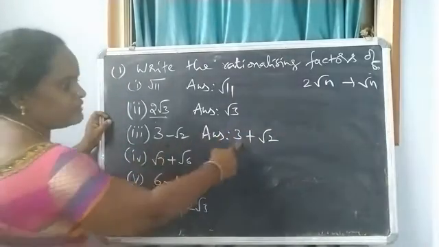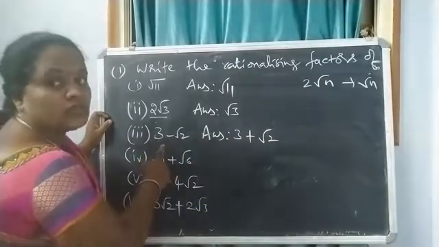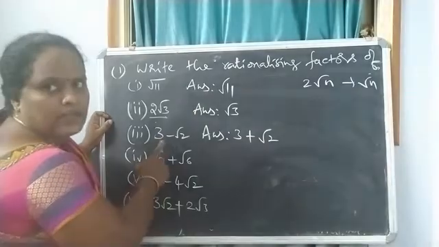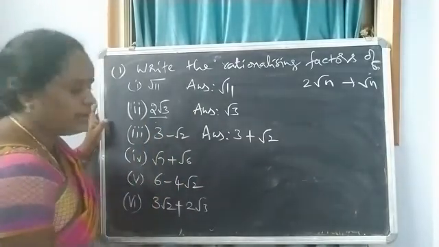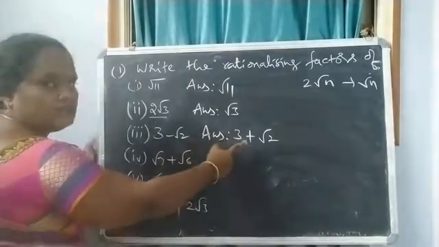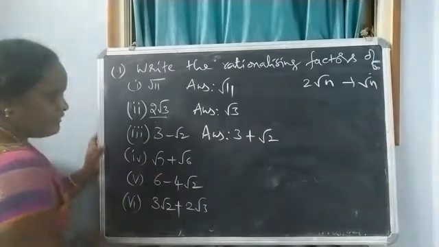If we multiply these two, a minus b into a plus b, that is 3 square, 9, minus b square, 9 minus root 2 whole square, that is 2. 9 minus 2 is 7, a rational number. So you get a rational number by multiplying these two. So this is the rationalizing factor of this one.